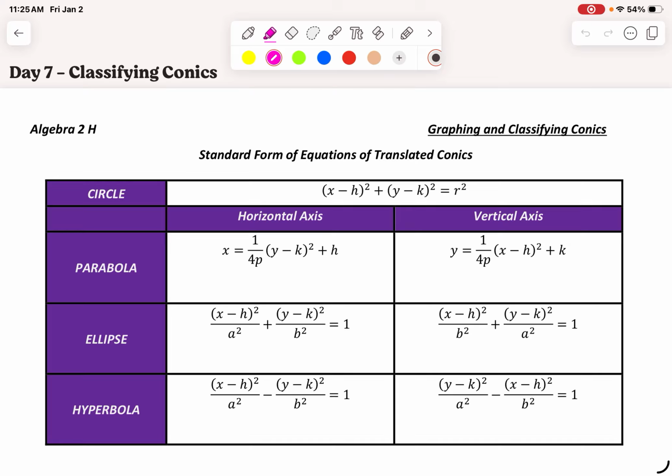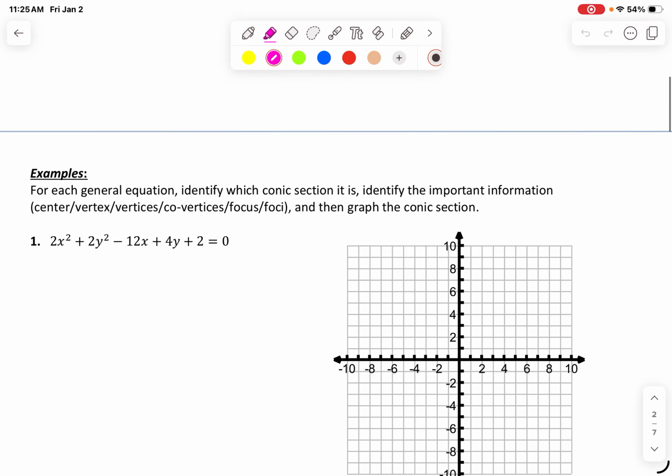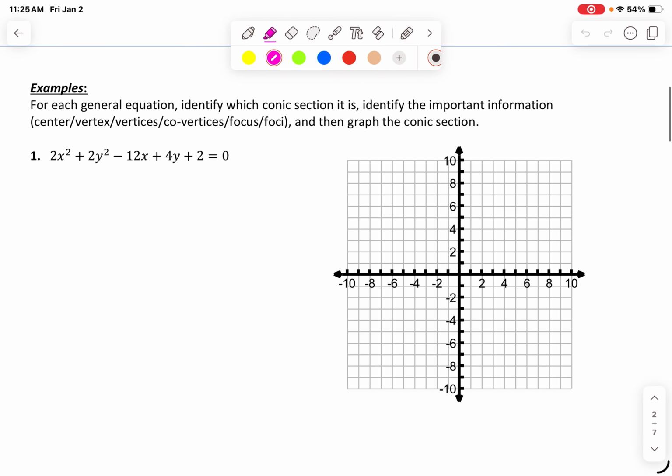So you have to know how to use it. You need to know what h and k represent. You need to know what a represents, b represents, p represents, r represents, all of those things. Okay, so directions: for each general equation, identify which conic section it is, and then once you know what conic it is, put it in its standard form and graph it, okay?